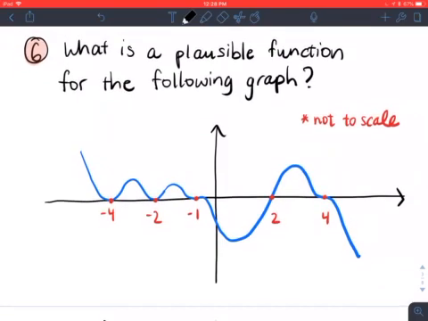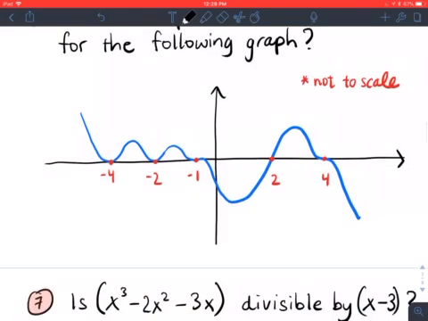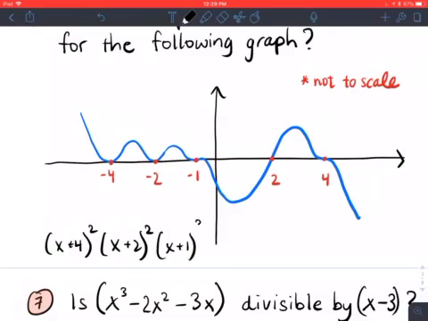For number 6, notice that there are 5 zeros. Based on the appearance of each root at the 0, we can decide what a reasonable multiplicity would be. So we would have x plus 4 to an even power, so I'll just put 2, times x plus 2 to another even power, so I'll put 2 again, times x plus 1 to an odd power, times x minus 2 to the power of 1 times x minus 4 to an odd power.